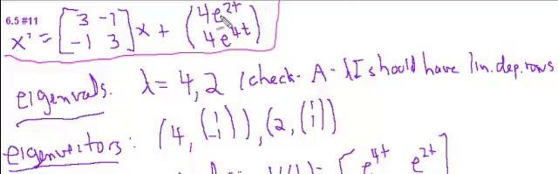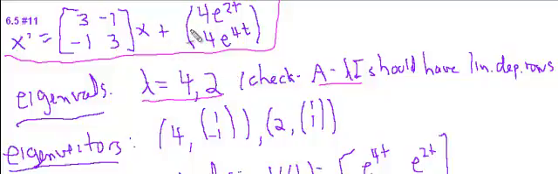Okay, the first thing you do is find the eigenvalues, which you can do. I think you all know how to do that. To check that these are in fact the eigenvalues, you should make sure that A minus lambda I has linearly dependent rows. This is especially useful in 2 by 2.